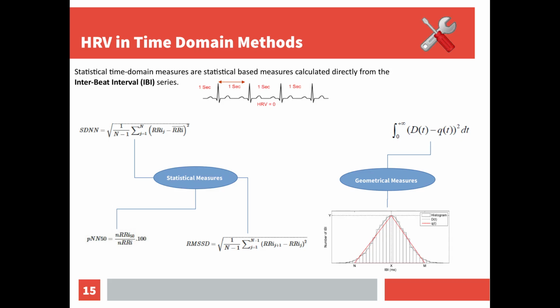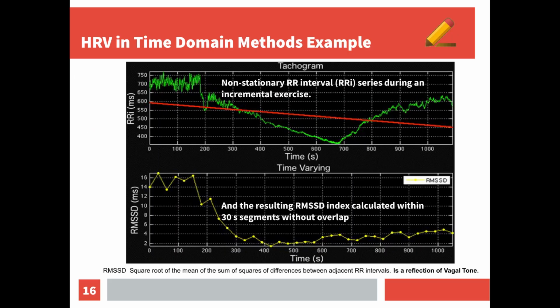Statistical time domain measures are derived from the interbeat interval, IBI, series. These measures include the mean and standard deviation of interbeat intervals, providing insights into heart rate variability. Geometrical measures, on the other hand, involve plotting interbeat intervals to assess heart rate variability, offering a different perspective on cardiac function. The RMSSD index, calculated in 30-second segments without overlap, is crucial for analyzing non-stationary RR interval series during incremental exercise.